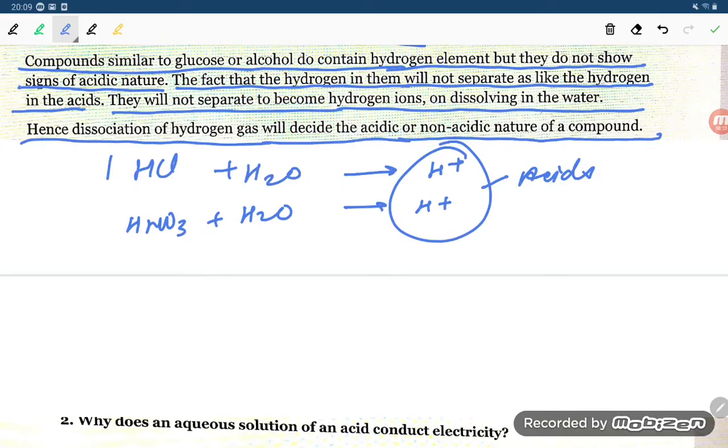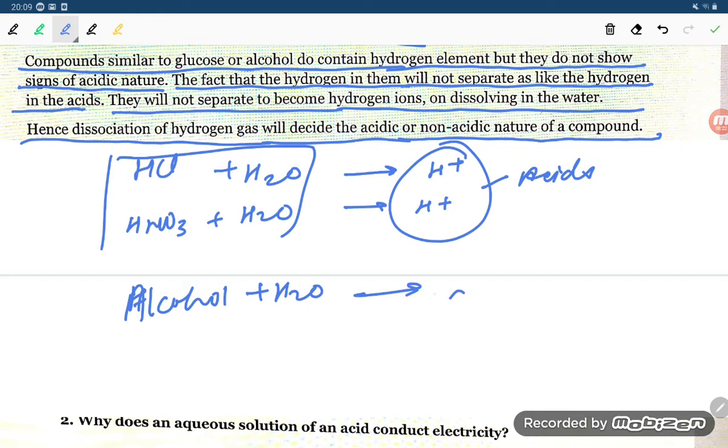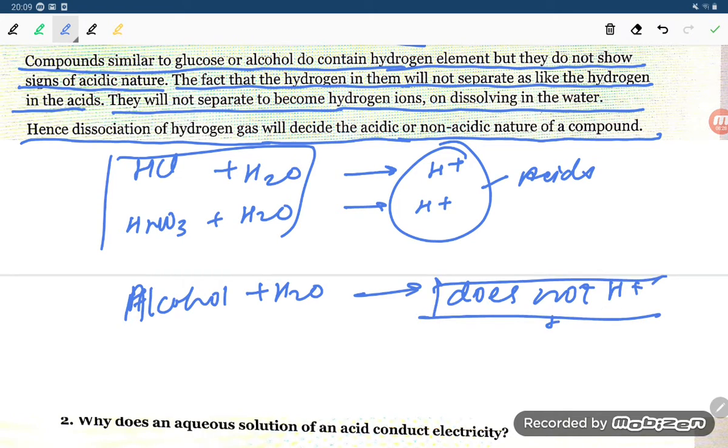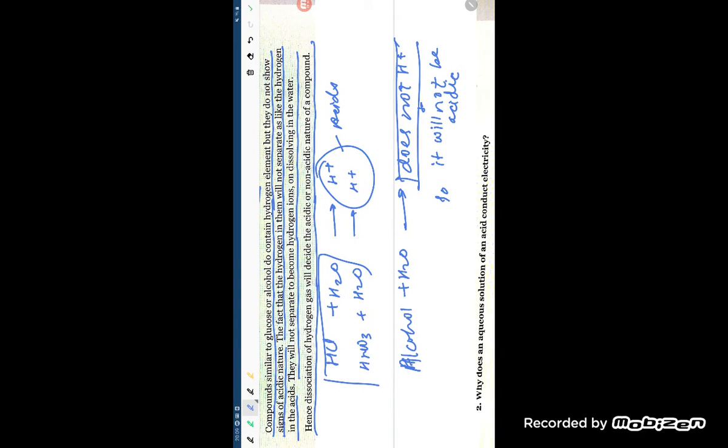So these are giving the acidic nature. But if you take alcohol and dissolve it in water, it does not give H plus ions. If it is not giving H plus ions, it will not be acidic in nature. This is our required answer, right student?